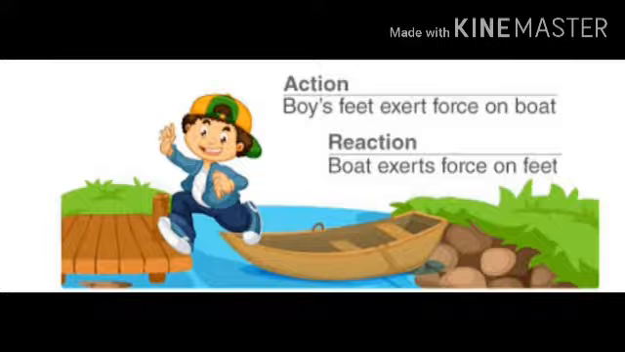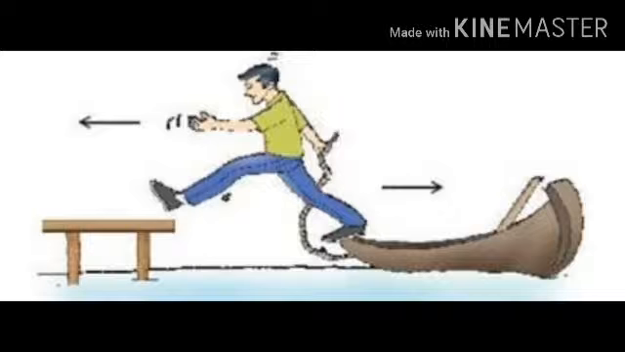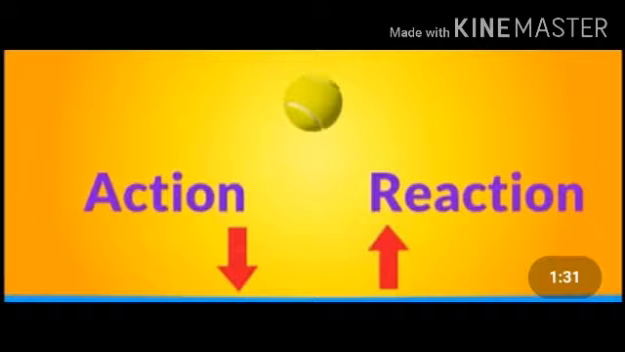And the last example. As the man jumps in the forward direction, the boat moves in the backward direction. Here, action and reaction. So this is the best example of Newton's third law. For every action there is an equal and opposite reaction. Action equals minus reaction.